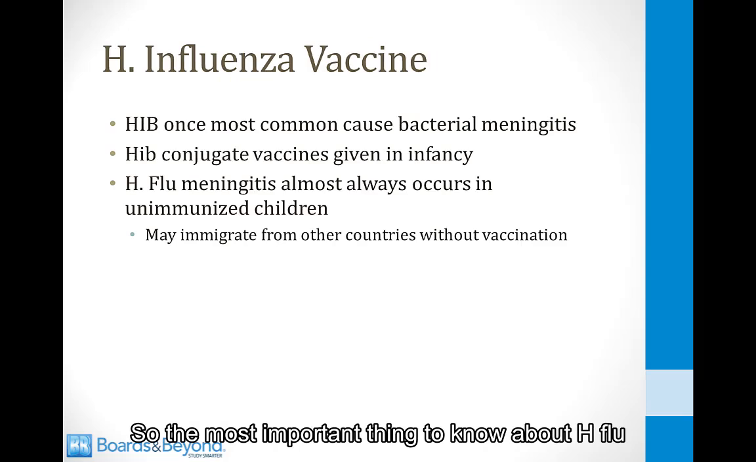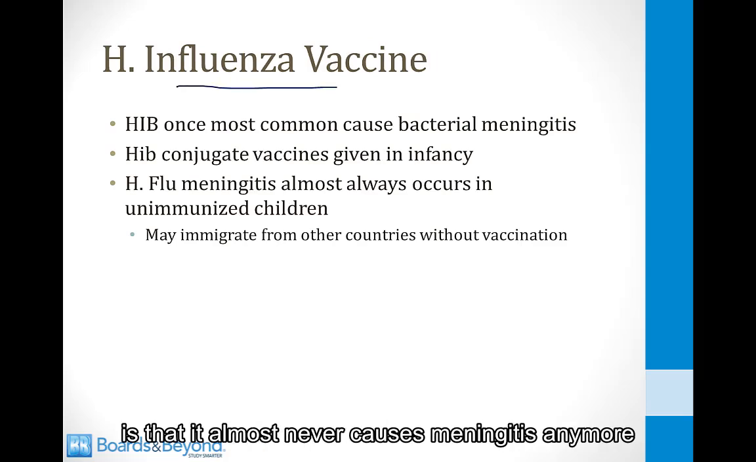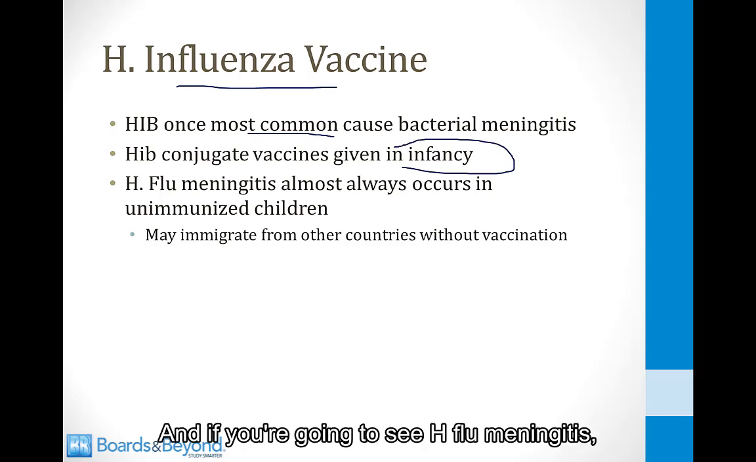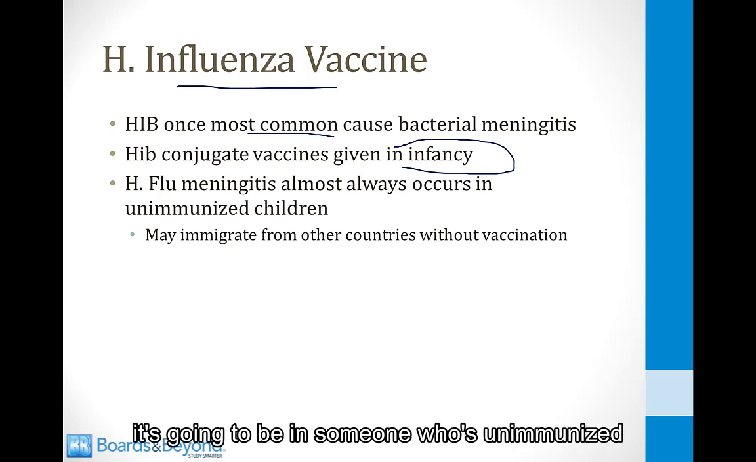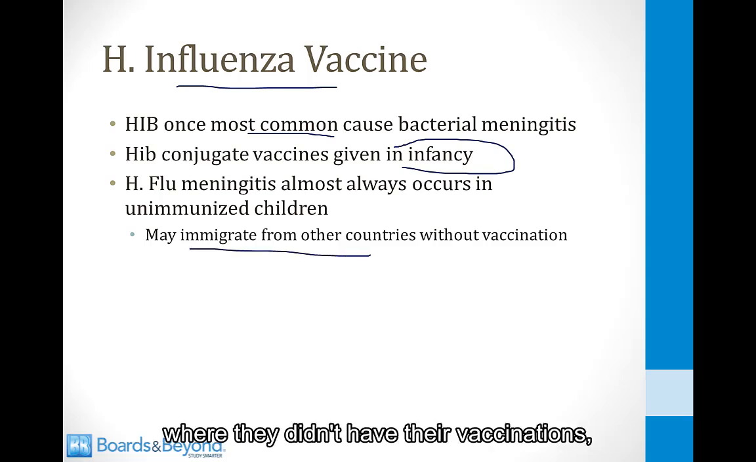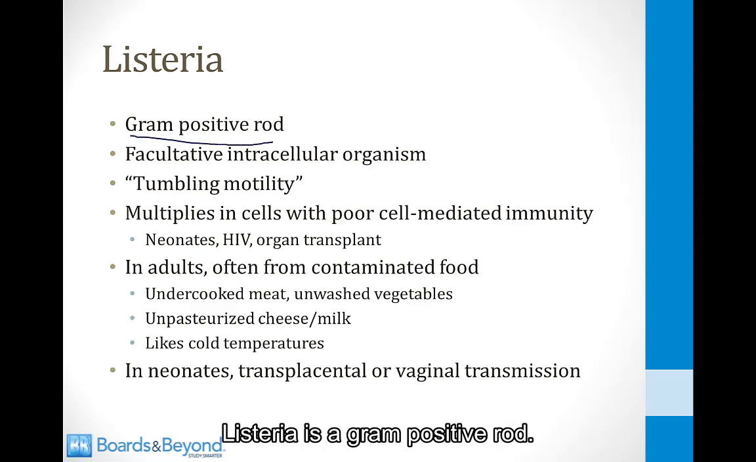So the most important thing to know about H. flu is that it almost never causes meningitis anymore because of the vaccine. It was once the most common cause, but now we give vaccines to babies so that they never get it. And if you're going to see H. flu meningitis, it's going to be in someone who's unimmunized, probably an immigrant from another country where they didn't have their vaccinations. Listeria is a gram-positive rod.